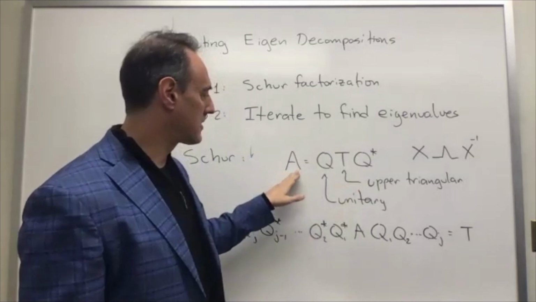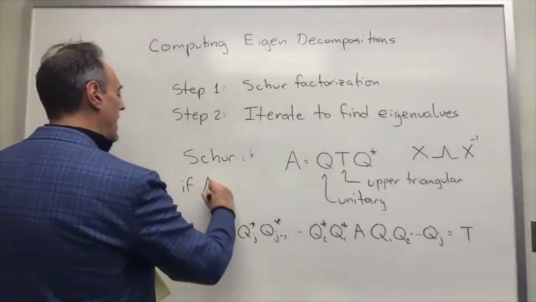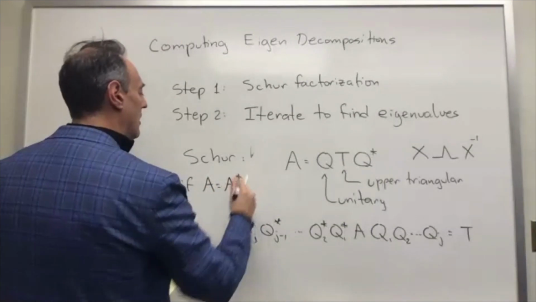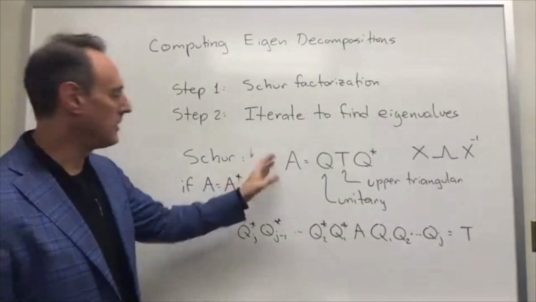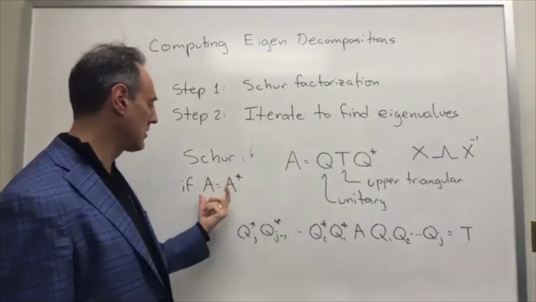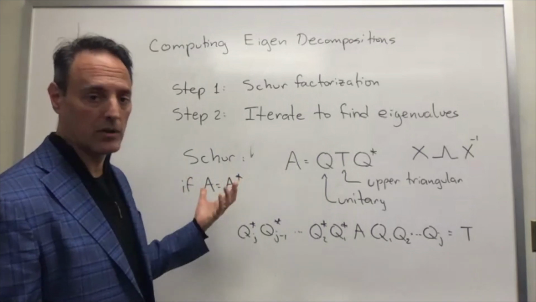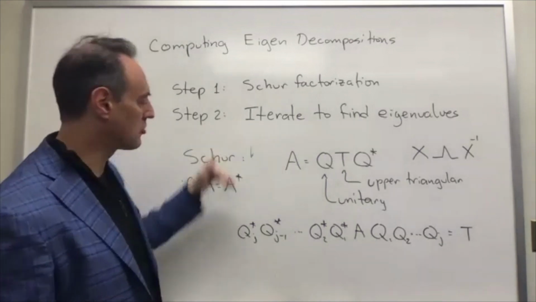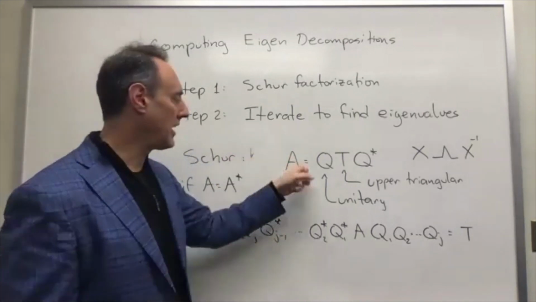That means it's symmetric, right? So if A is equal to A star, it means it's Hermitian, which means it's symmetric. It means if I take the complex conjugate transpose, it looks the same. In fact, let's assume it's real. So really all this does is transpose the matrix. So it means you're symmetric about the diagonal.